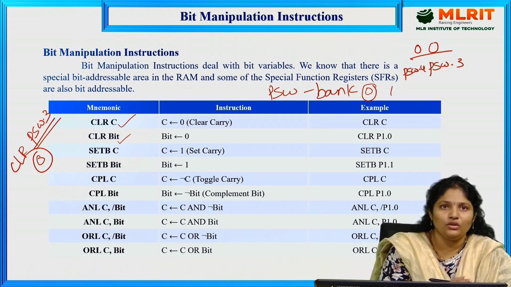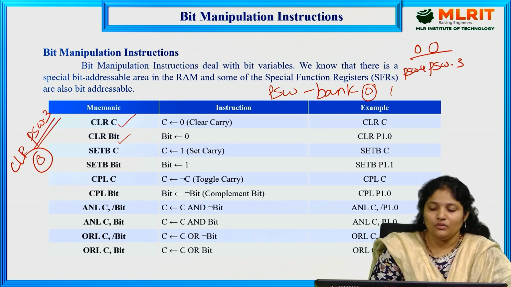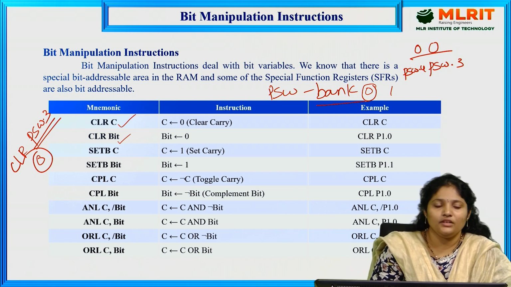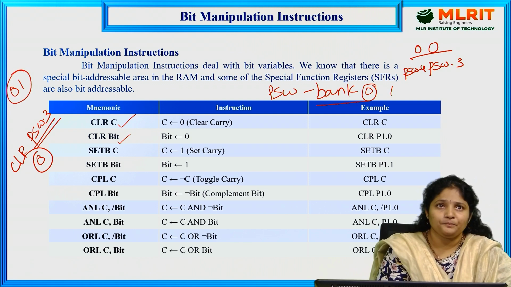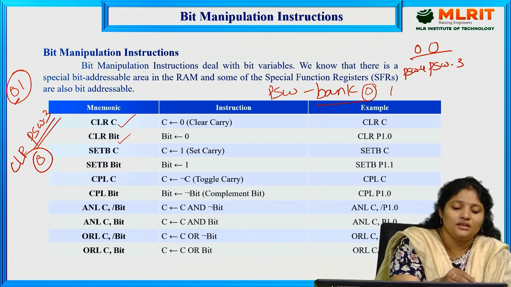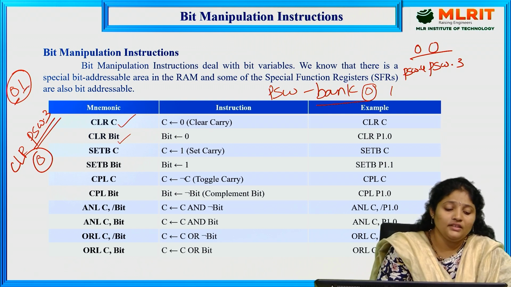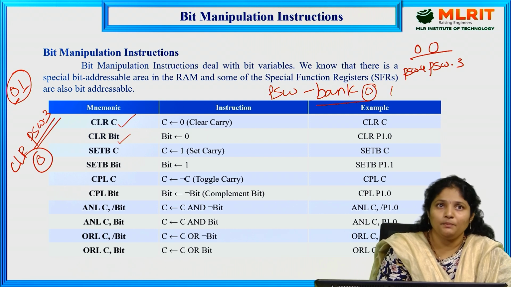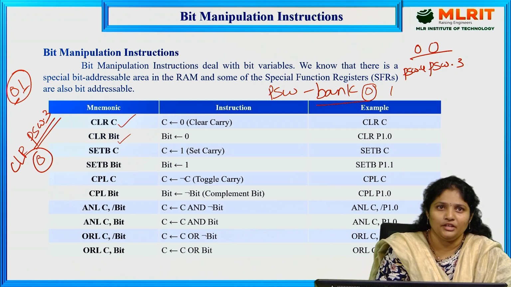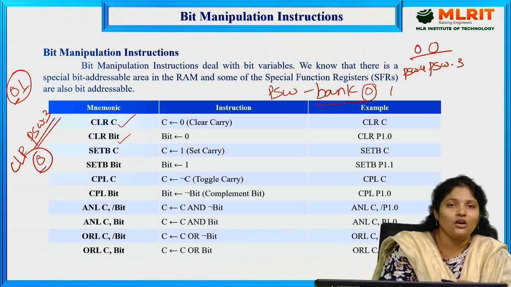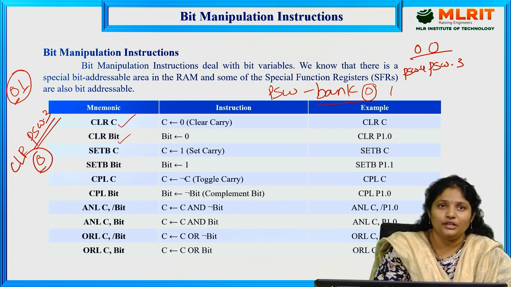Set, if I want to select bank 1. How do we select bank 1? We need to keep these two bits as 0 and 1: PSW.4 should be 0 and PSW.3 should be 1. In this position, I need to keep PSW.3 as 1, but just now I have cleared PSW.3, so it will be 0. Now how do we set that particular PSW.3 as 1?